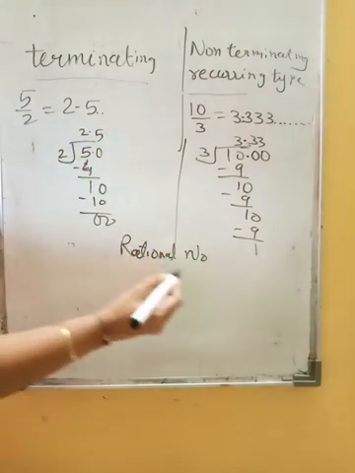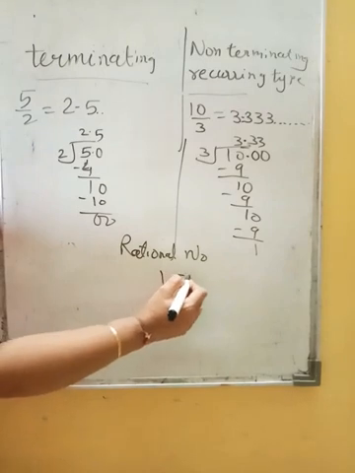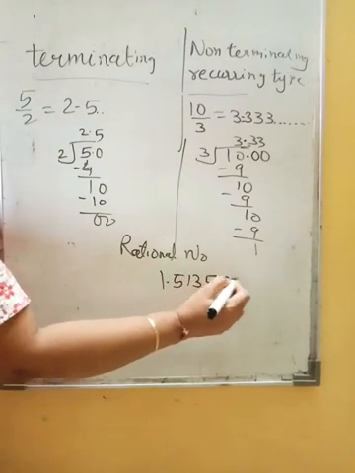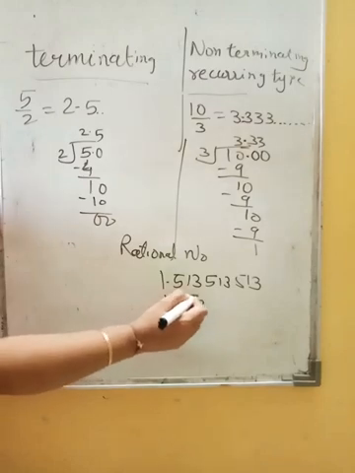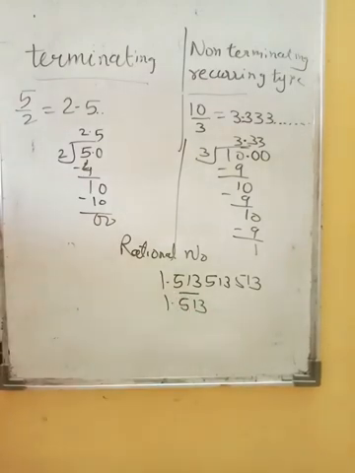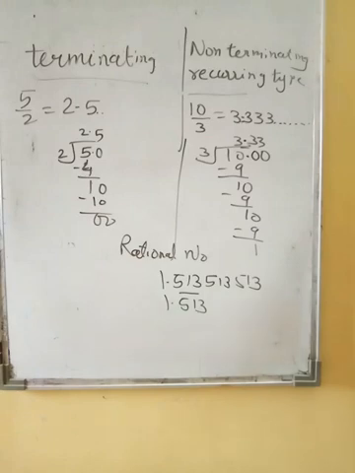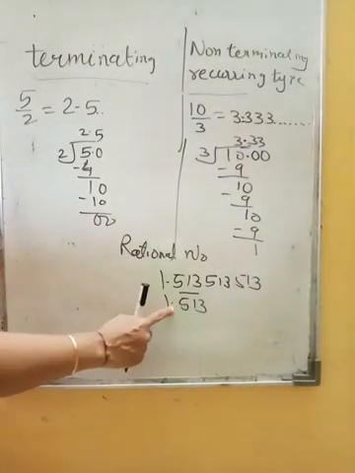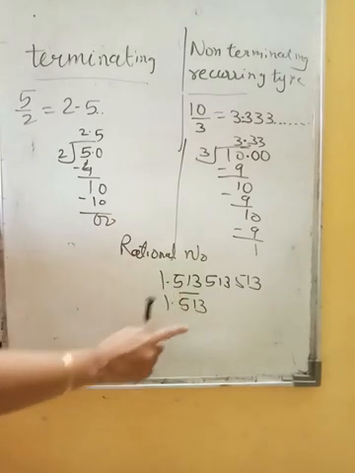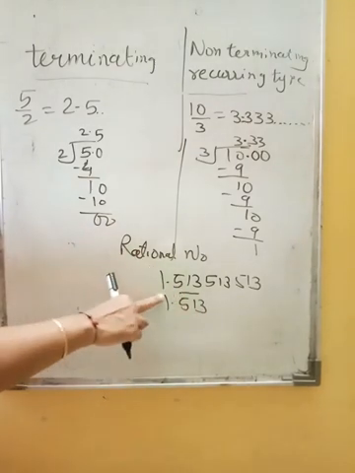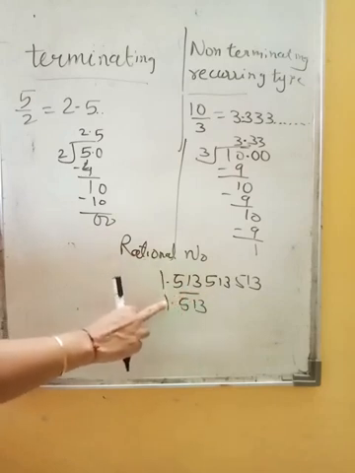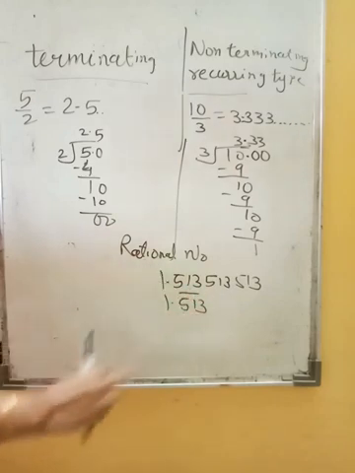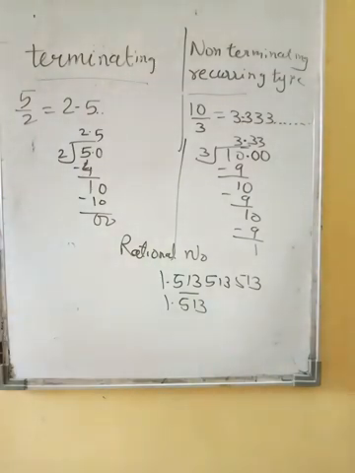Sometimes it so happens that you can get the answer as 1.513, 513, 513. So what is happening? This group 513 is getting repeated. So we write it as 1.5 with a bar on 513, recurring. How to read it? 1 point recurring 513. Once again, let us read: 1 point recurring. This bar sign is called recurring. So 1 point recurring 513. This is how we write it.